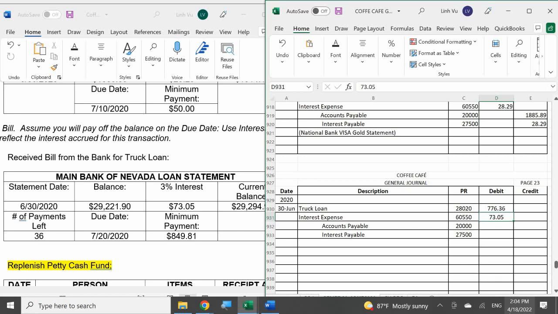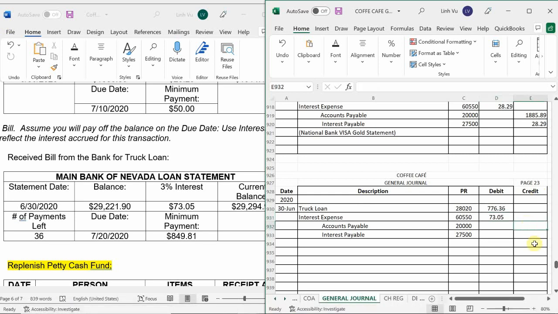That's the rule. So in this case, out of my $849.81, only $776.36 is actually going to go towards my truck loan. So therefore, that's going to be the same two numbers. Yes.